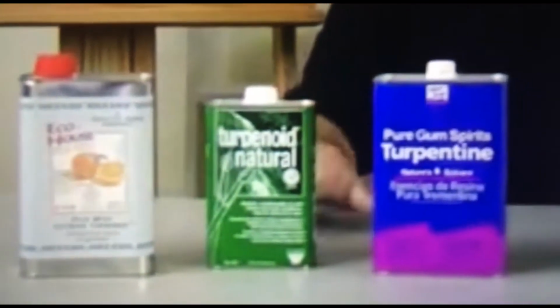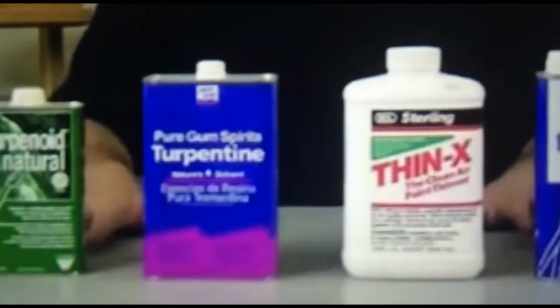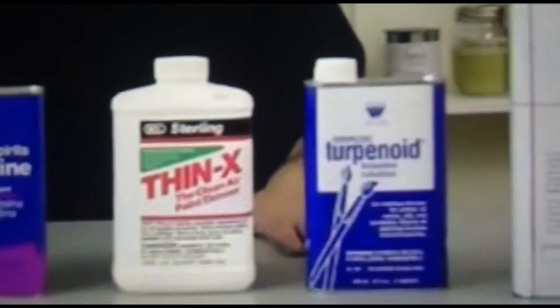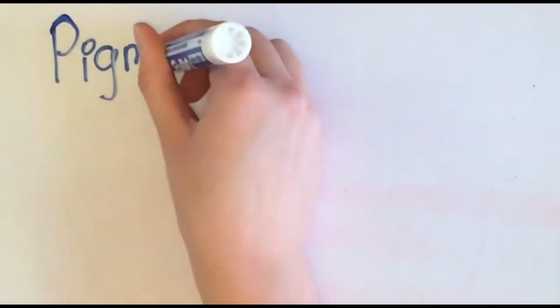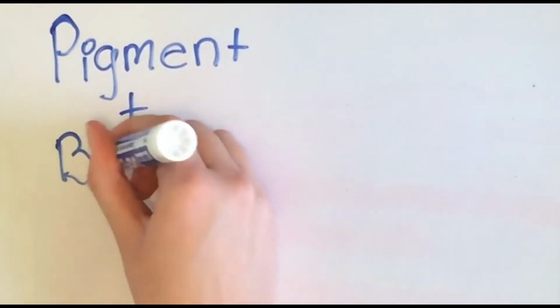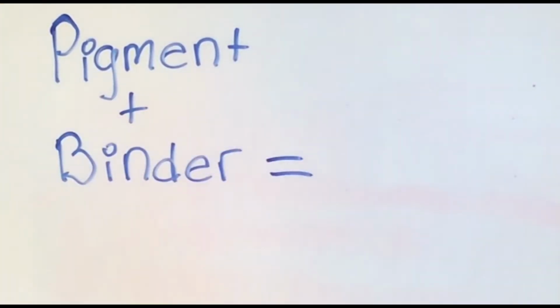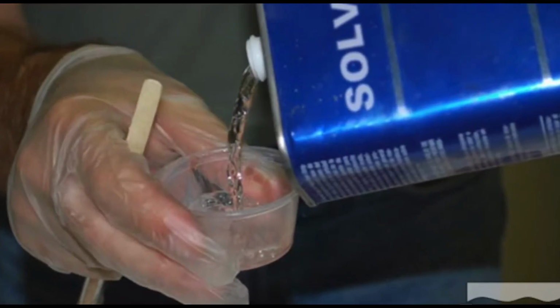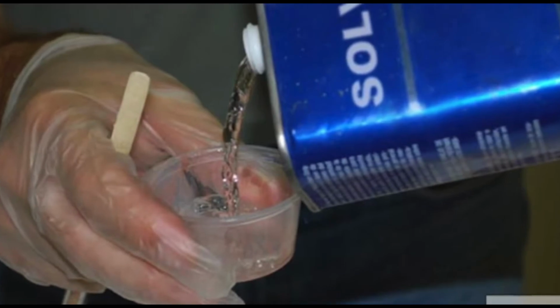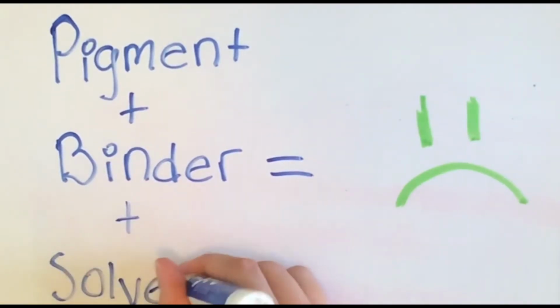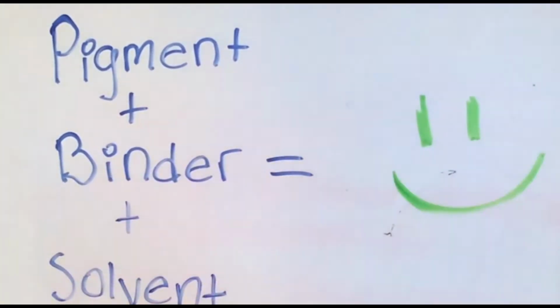Solvents help paint flow and smooth it out as it is applied to a surface. Pigments and binders, together on their own, form a thick substance that is very difficult to spread. That's why solvents exist. Their job is to make the pigment and binder thinner and more spreadable.